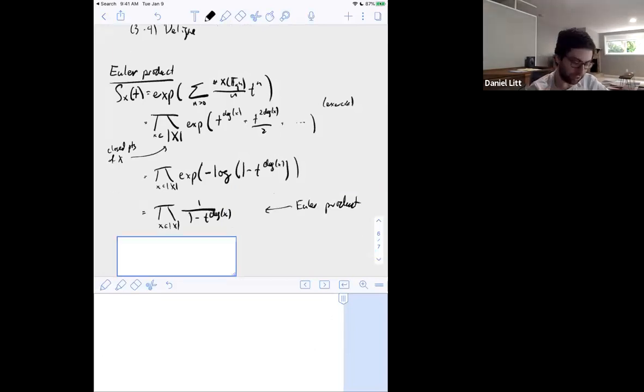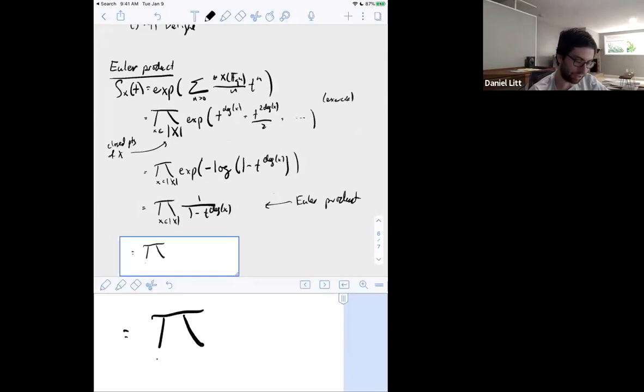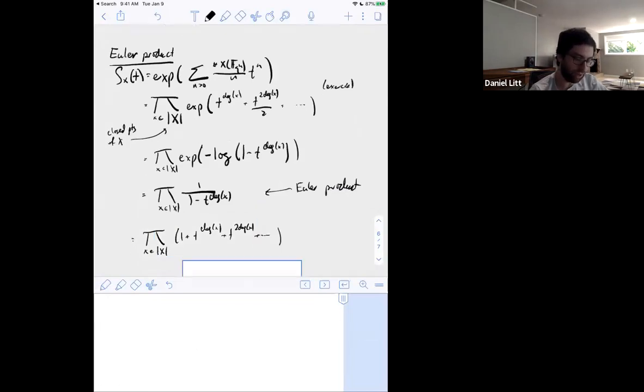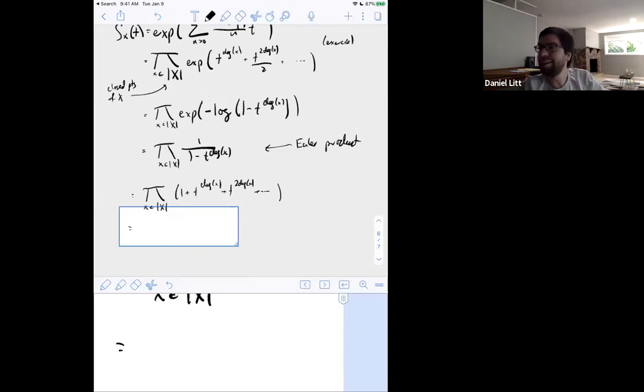So let's actually keep going a little bit. This looks to me like the formula for a geometric series, right? So this is the product over x in x-bar of 1 plus t to the degree x plus t to the 2 degree x, and so on. And what happens if we multiply out this product? I claim that we can actually write this product as a sum.